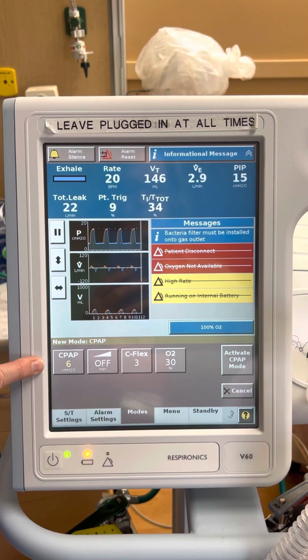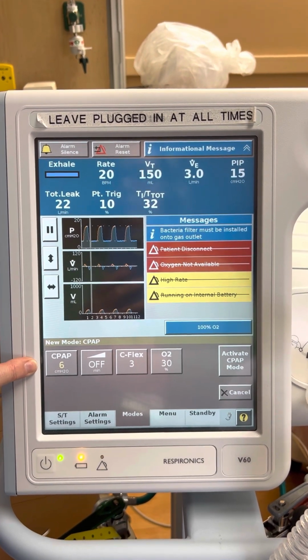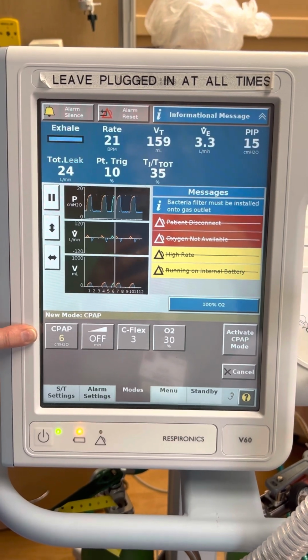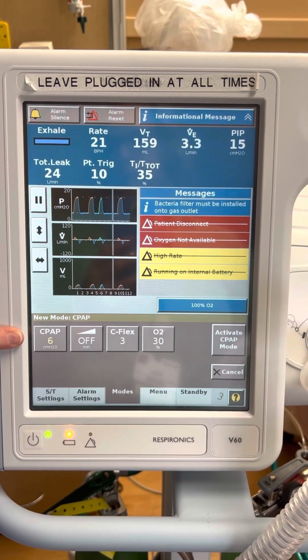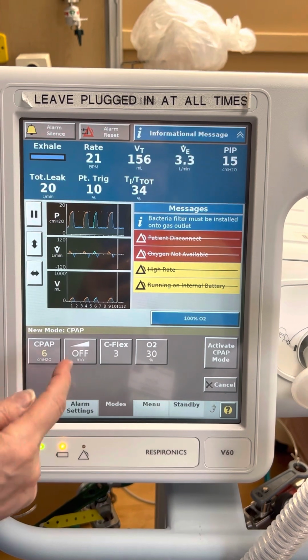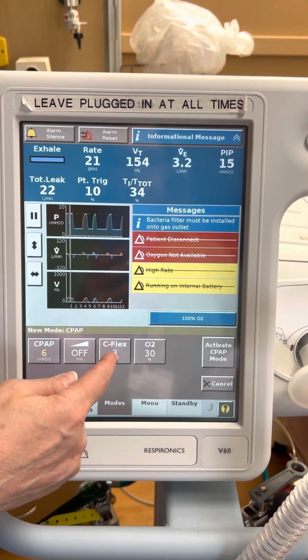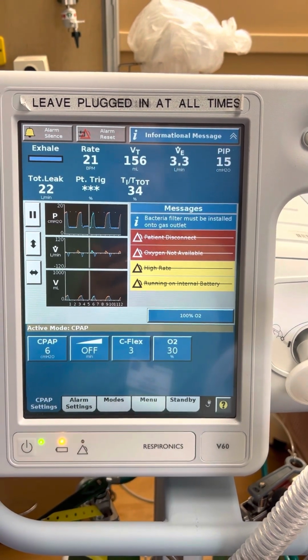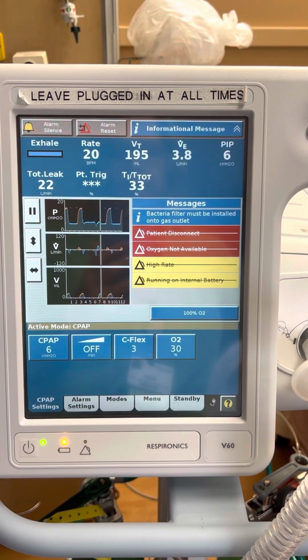You watch their saturation. Anytime you're using CPAP, EPAP, or PEEP, always keep an eye on the patient's blood pressure because it can make it drop. So just keep an eye on it. Again, you got your ramp. Here you got C-flex, leave it at 3, and your FiO2 as needed, and you activate it. Now the patient is doing all the work themselves. They're on a CPAP.